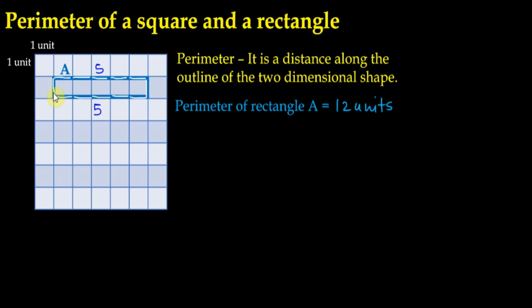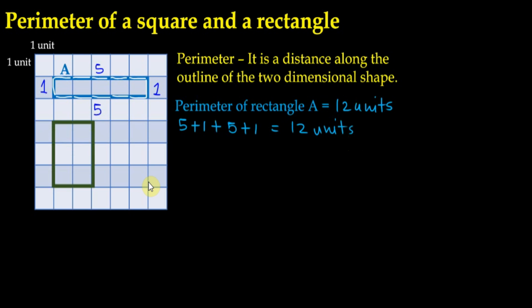Similarly, the shortest side is of 1 unit. So, this side is also 1 unit because they are opposite to each other, so they are of same length. So, if we add the lengths of all the sides of rectangle A, that is 5 plus 1 plus 5 plus 1 will give us 12 units. So either way we are getting the same answer for the perimeter of rectangle A, that is 12 units.